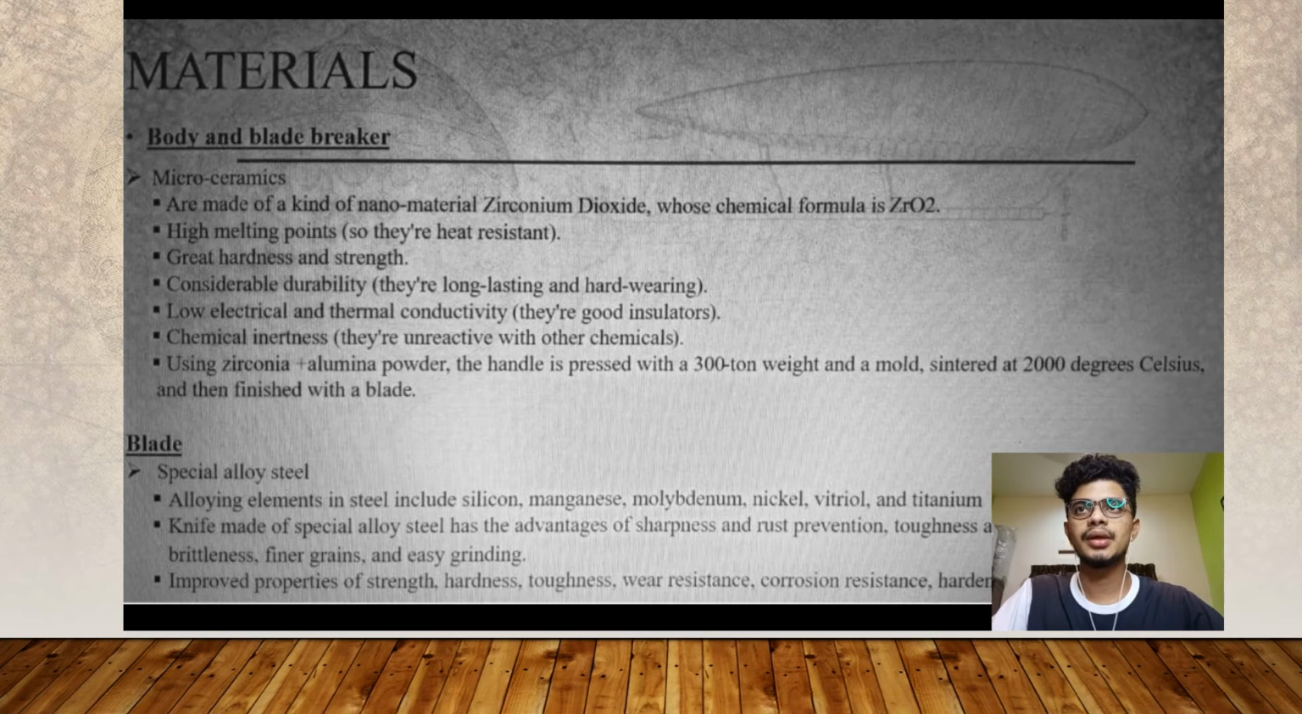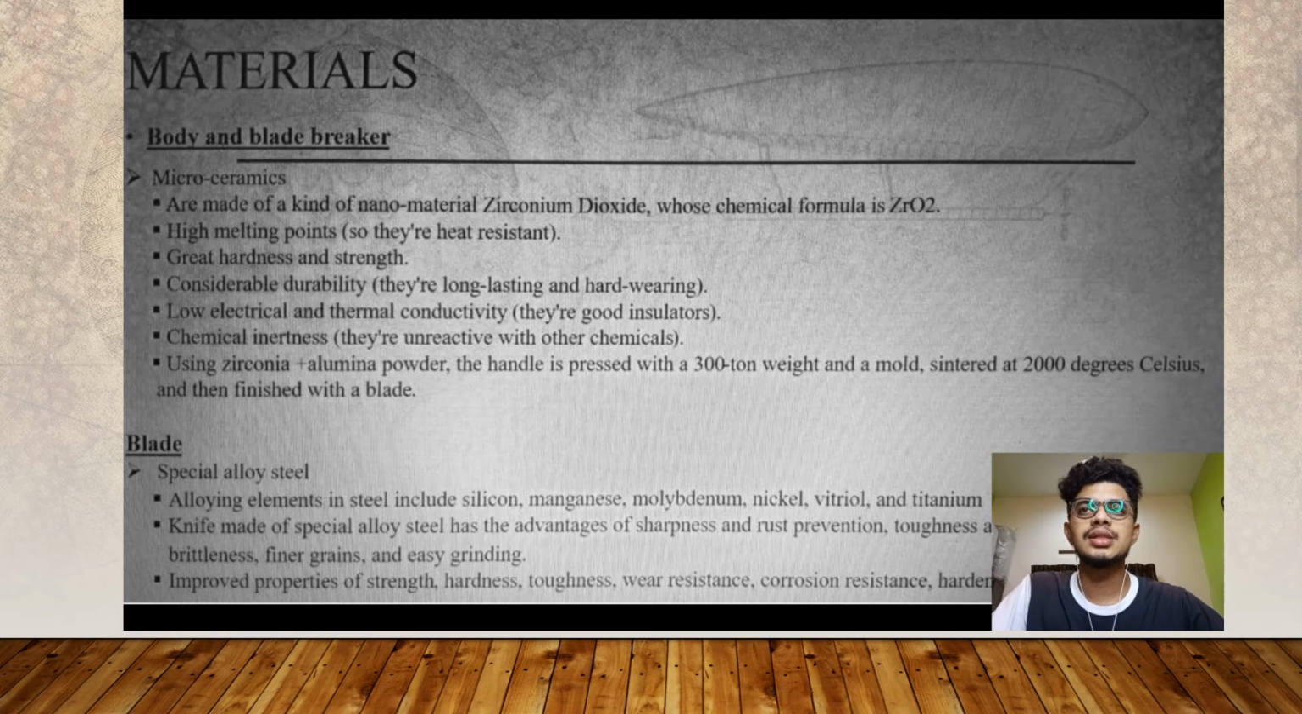Microceramics are made up of a kind of nanomaterial, zirconium dioxide, which has a high melting point, great hardness and strength, considerable durability, low electrical and thermal conductivity, and chemical inertness. For the blade we will use special alloy steel. Alloying elements in steel include silicon, manganese, molybdenum, nickel, vitriol, and titanium.